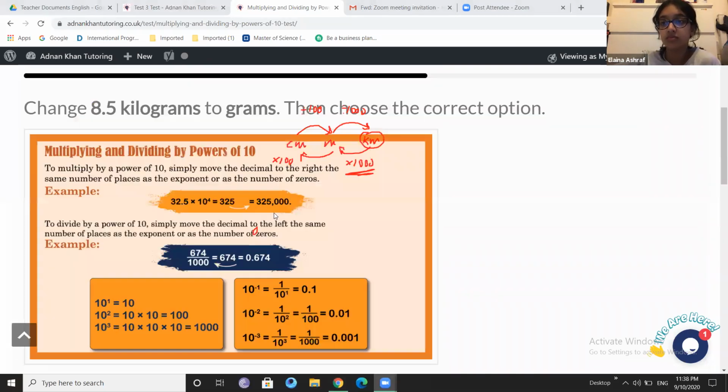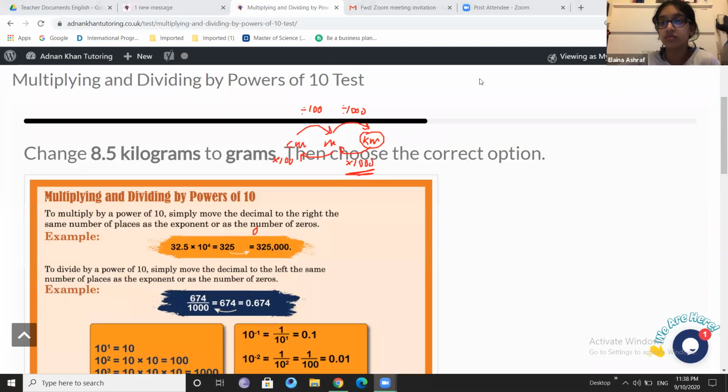Let's see what this is about. Change 8.5 kilograms into grams. Okay, so grams and kilograms also work in the same way. The factor is 1,000. When you have to move from kilograms to grams, you have to multiply by 1,000, and when you have to move from grams to kilograms, you have to divide it by 1,000. Grams is a smaller quantity, kilograms is larger. That is why we are multiplying if we are going from kilograms to grams.